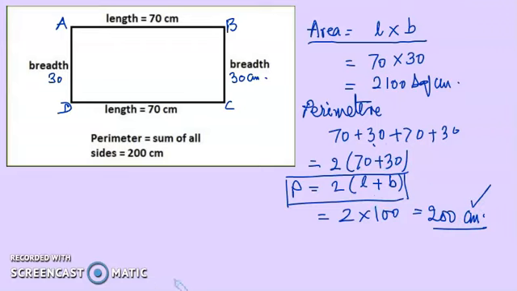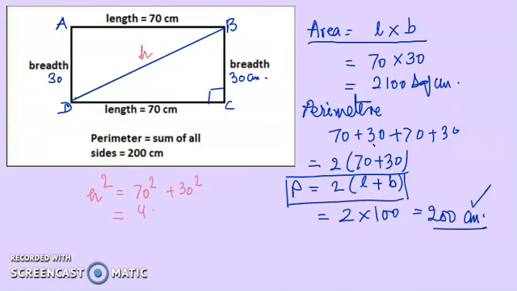Now sometimes they ask you the length of the diagonal. As this is a right angled triangle, you can apply Pythagoras theorem to find the diagonal of a rectangle. Let this diagonal be h. Applying Pythagoras theorem, h square is equal to 70 square plus 30 square.